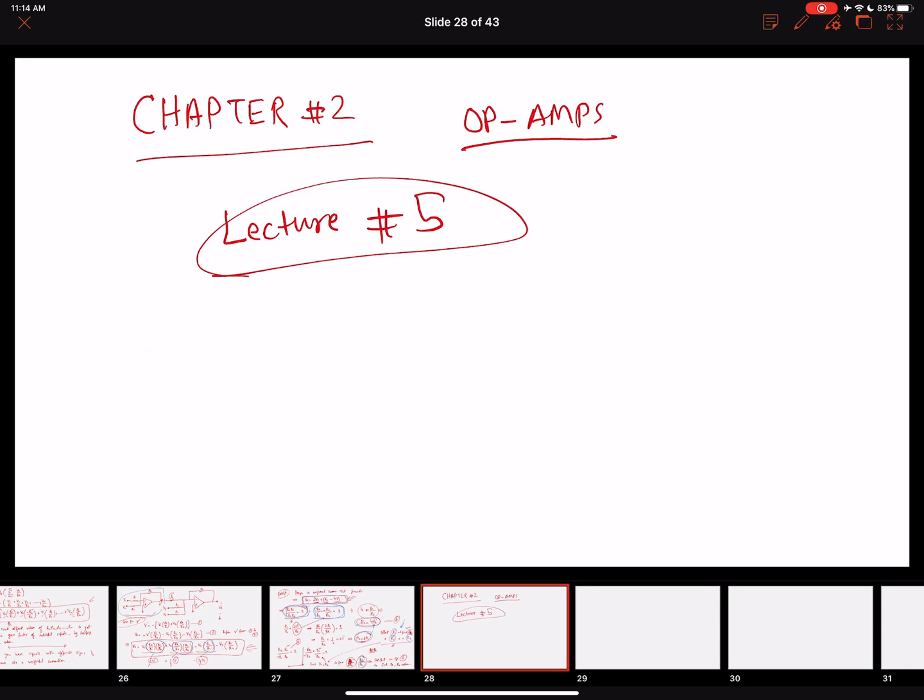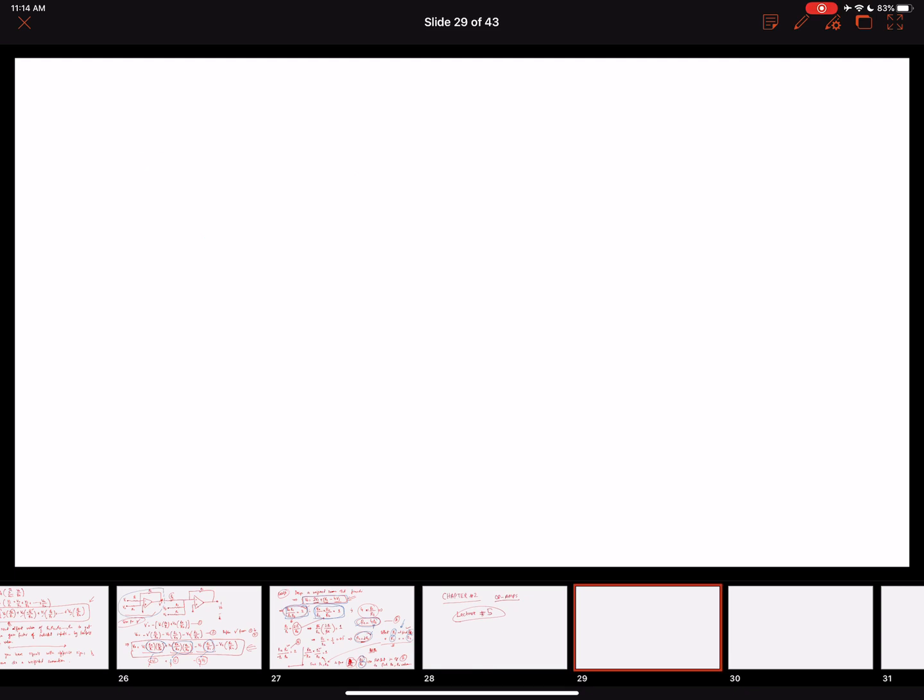In the last lecture, we started with applications of the inverting configuration of the op-amps. We talked about the weighted summer. We are going to continue with the applications. So today we are going to discuss the next application that we can do with the inverting configuration, and that is an inverting integrator.